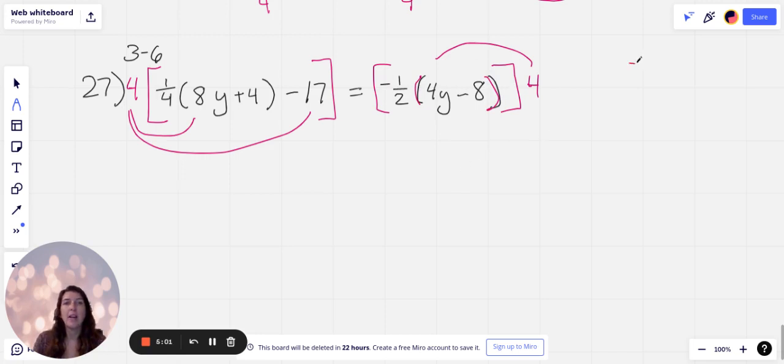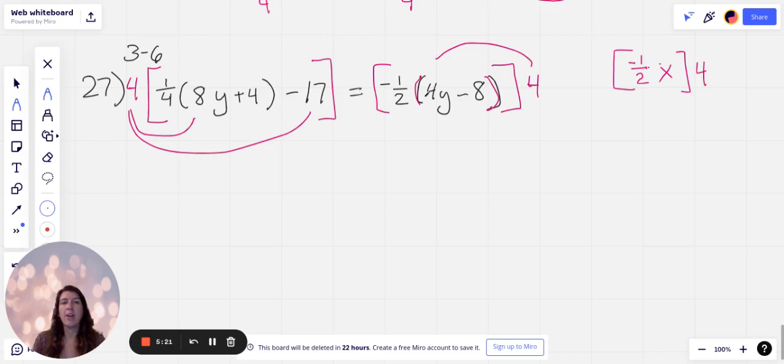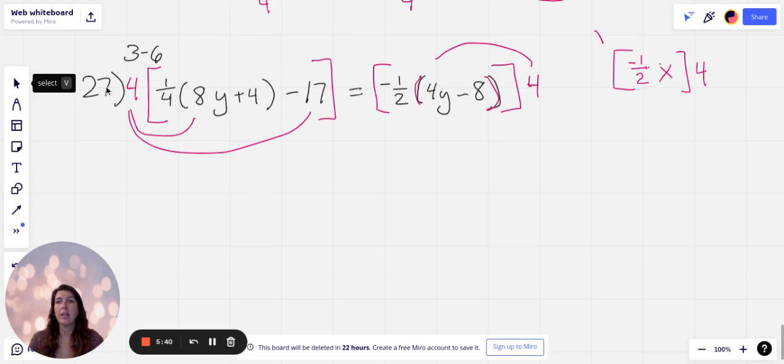It's like if I had negative 1/2 x instead of what's in the parentheses, let's just call that x. If I had that times 4, there's nothing to distribute, right? I just multiply it by 4. That's not what I have. I don't have x. I have 4y minus 8 instead of x. But what I'm explaining is we don't have to distribute this 4 into the parentheses because of how it's in the parentheses. So let me just erase this side note.